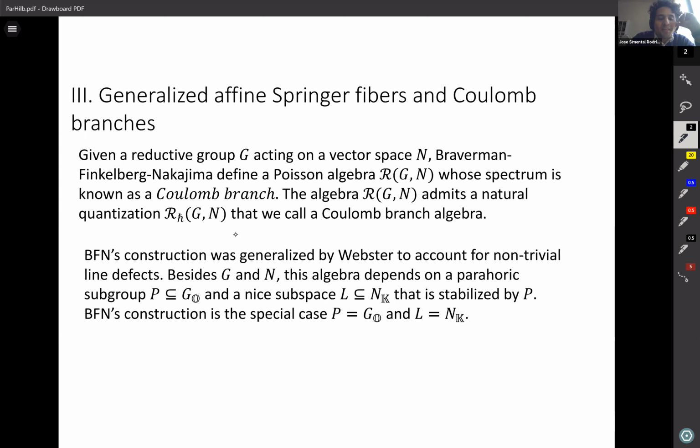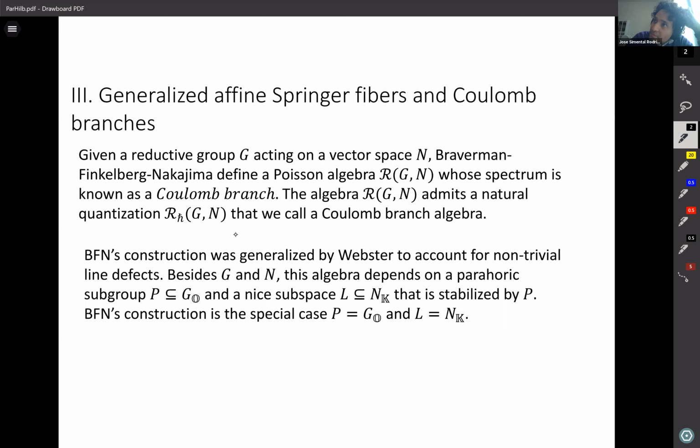So given a reductive group that acts on a vector space, there is a beautiful construction of Braverman, Finkelberg, and Nakajima of a Poisson algebra, a commutative Poisson algebra, whose spectrum is known as a Coulomb branch. I don't want to go too deep into this, but this is modeled after the equivariant homology of the affine Grassmannian. When we take loop rotation into account, we get a natural quantization that we call a Coulomb branch algebra.